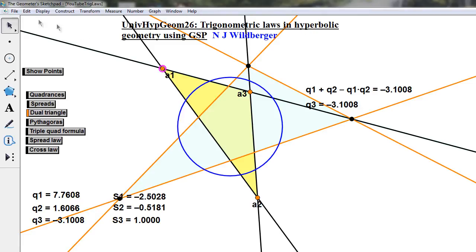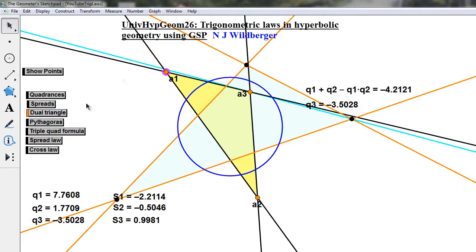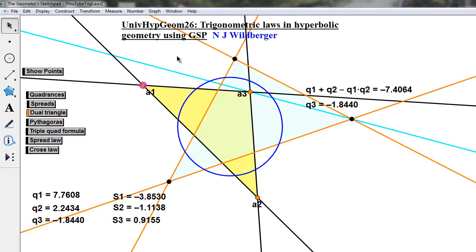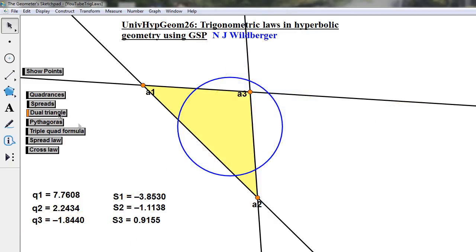Okay, so now let's edit again, and we're going to split the point from the line, and we can get rid of this line. We don't need it anymore, and we've illustrated Pythagoras' theorem, so we'll close that. I'm going to get rid of the dual triangle. And now let's look at the second main law, the triple quad formula.